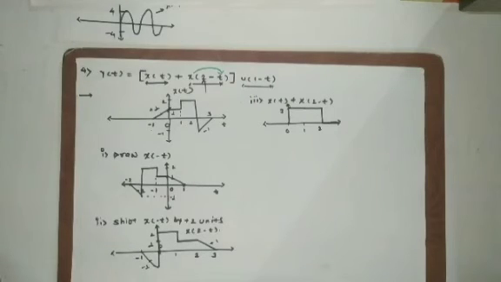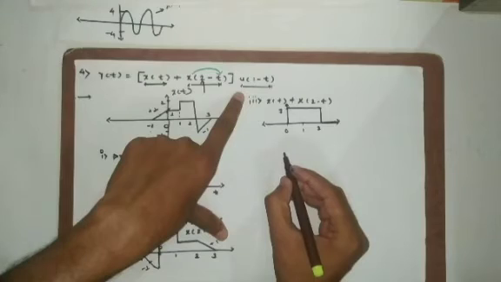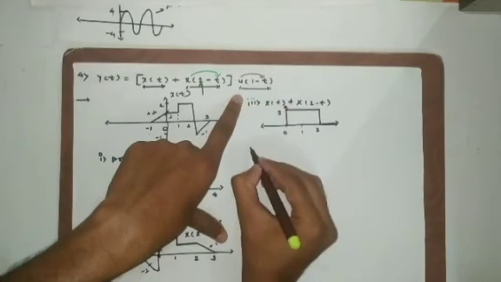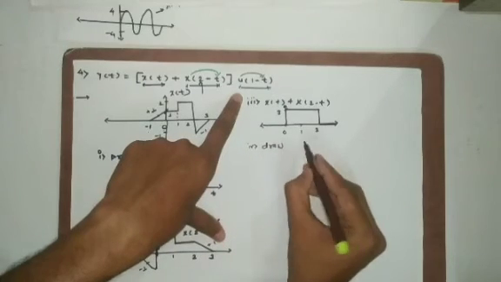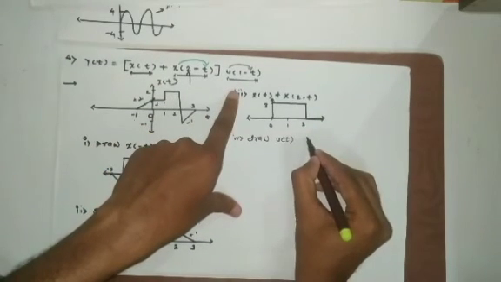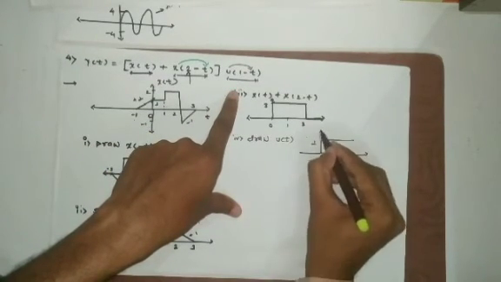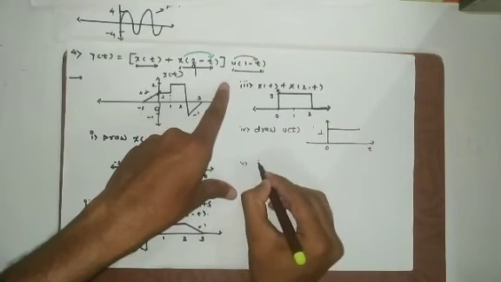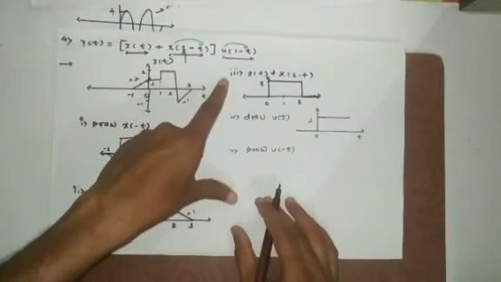Now, once it is added, we'll go for determining this one, u of 1 minus t. Now in case of u of 1 minus t, first we have to sketch u of minus t. So first I am just drawing it here. Draw the unit step signal as u of t. We know its property. Amplitude is 1 for all positive values of t. Next step, we will draw u of minus t by folding about t equals 0.